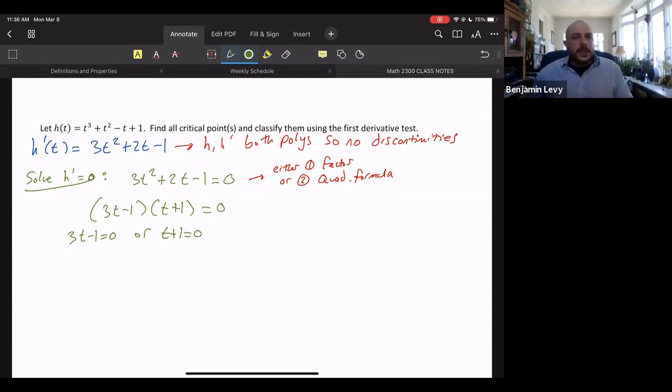All right, now, oftentimes, I feel like you've definitely seen that before, right? High school, even middle school, probably. But oftentimes people lose track of why we do that. We're trying to multiply two things and get 0. The only way you can do that is if one of those two things is 0. And so we just set those equal to 0, solve for t, and we get 2 critical points in this case. So these are our 2 critical points.